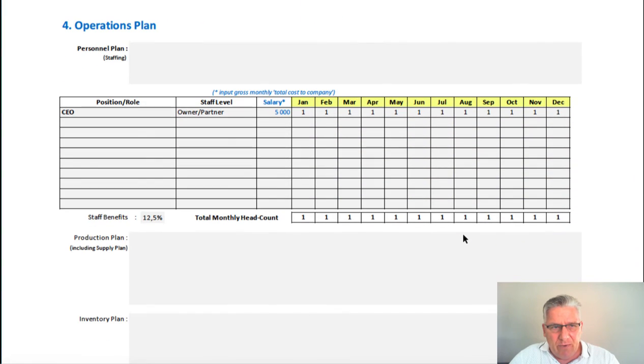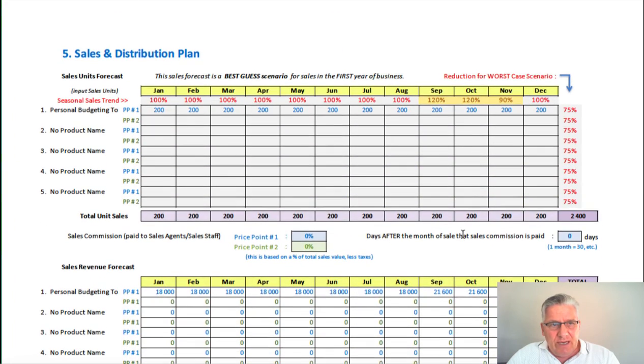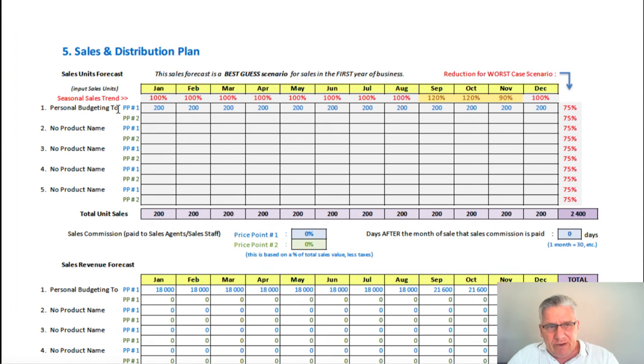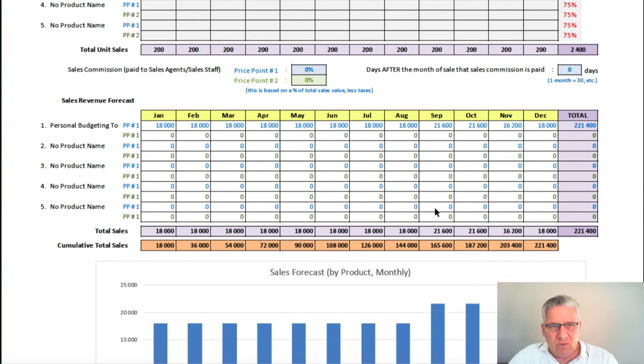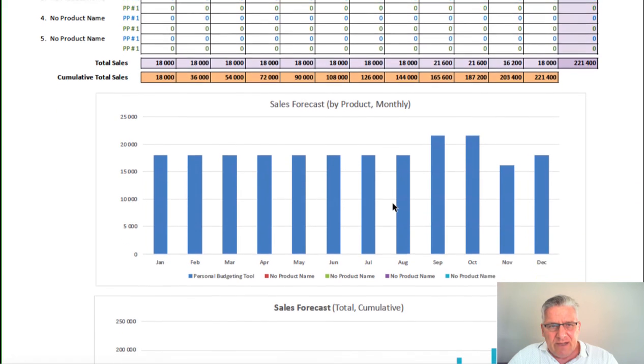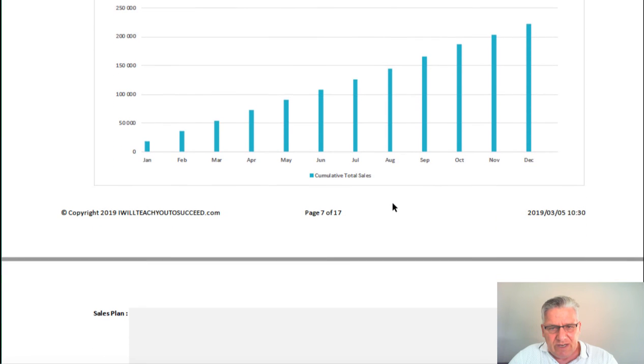And then we go down to the operations plan where we put the staff into the business. Right now it was only you, or the owner I should say, at $5,000. And then what we did was we input the sales across the year. Remember, price point 1, we put 200 in across the whole year. We increased it for seasonality and decreased it, and then we reduced to 75% for worst case scenario. We didn't want to include any commission, so that is 0. And then this was the sales revenue table, and below that obviously the graphical representation of sales by month, and then the cumulative sales, which looks really nice.